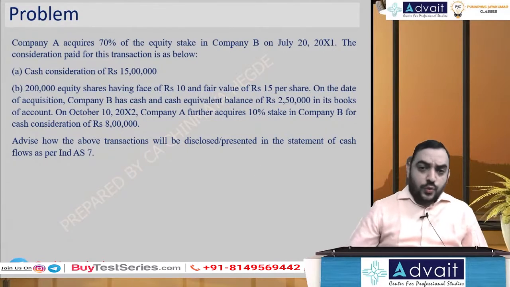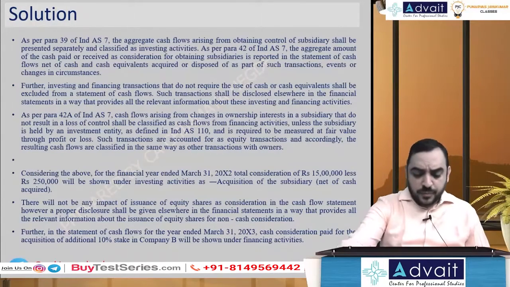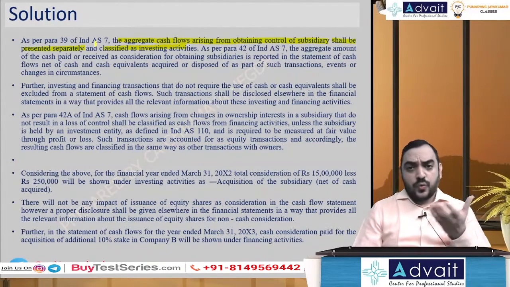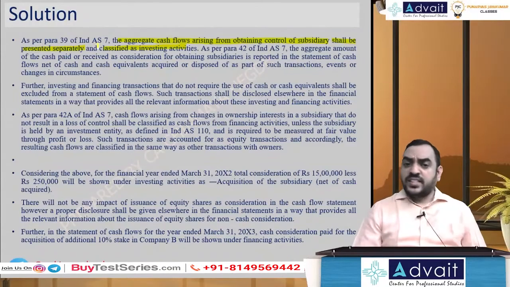Okay. So what does the answer say? So much information is there. Let me quickly read along with you. Then if you don't understand, I'll explain. As per para 39, aggregate cash flow arising from obtaining control of subsidiary shall be presented separately and classified as investing activities. Correct? When you obtain the control, it will come under investing activities. When you acquire a subsidiary, it will come under investing activities.